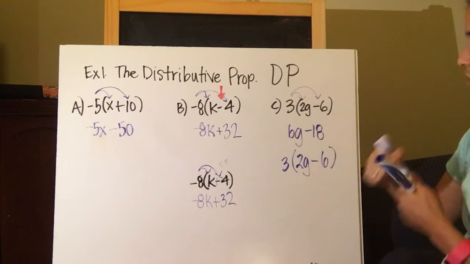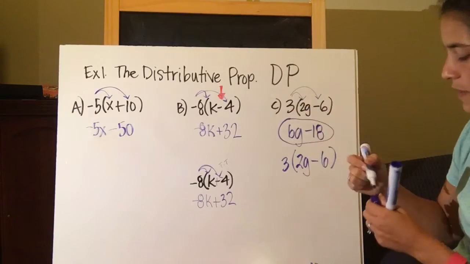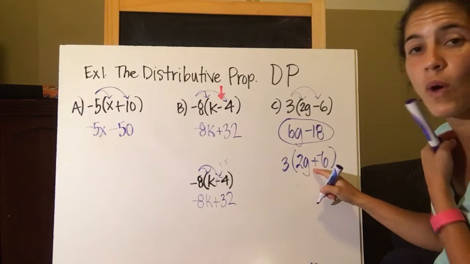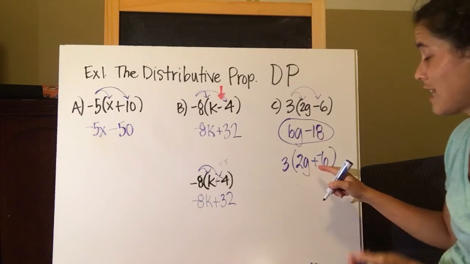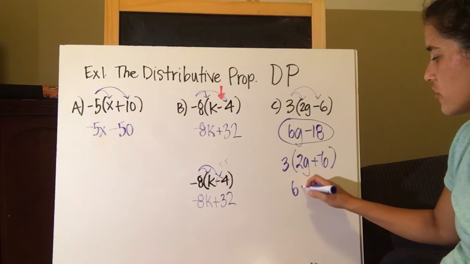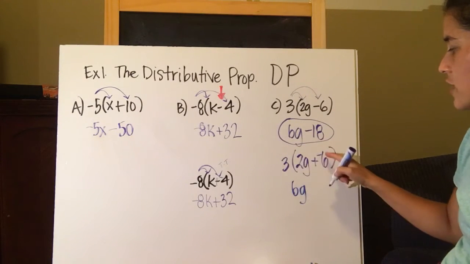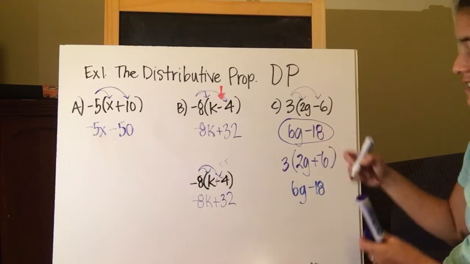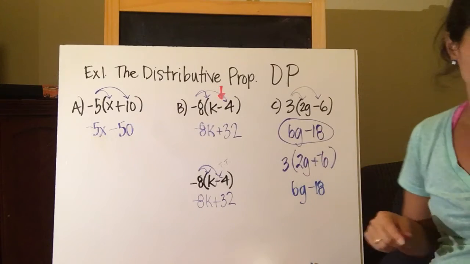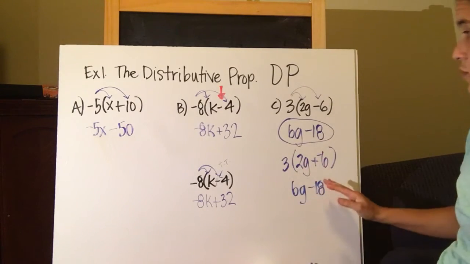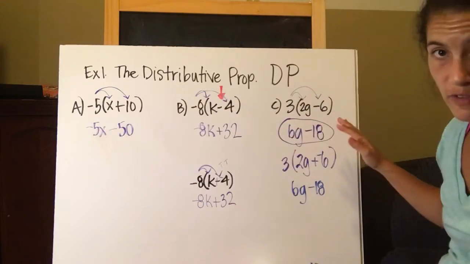I'm just rewriting it. So this would be your answer right here. So if you need to touch twice because you don't quite remember that that is really a negative, you could touch twice. 3 times 2g is 6g, and then 3 times -6 is -18. So you see I'm getting the same answer if I need to touch twice. So that is if you still need some help with your integer rules. So that is the distributive property.